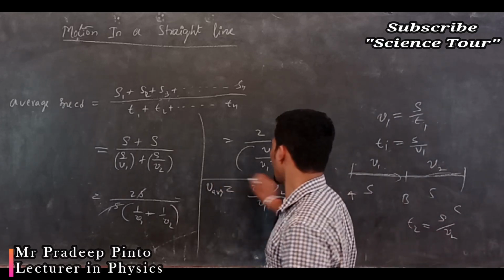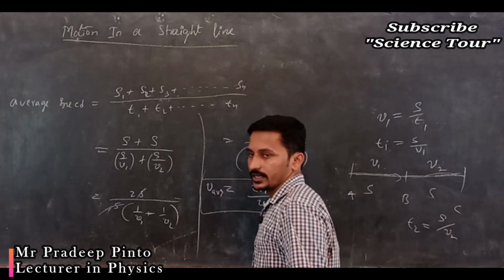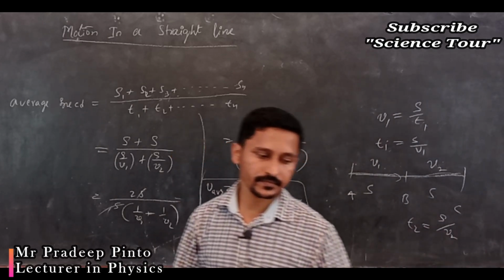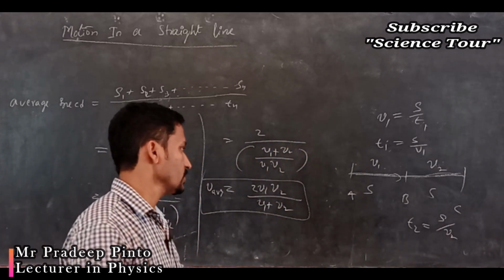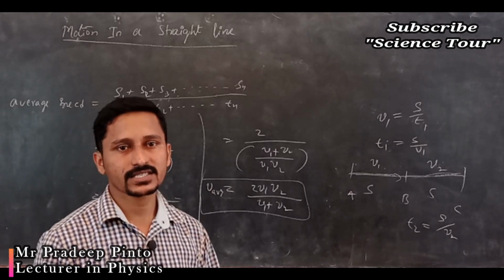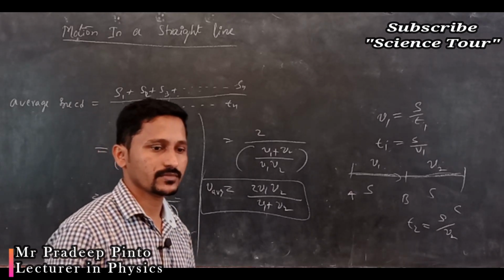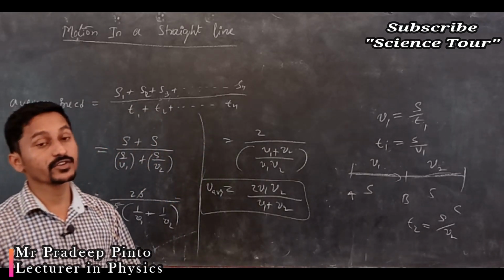This formula you have to use directly when they ask for average speed and when equal distances are travelled with different velocities, that is, equal distances travelled with different speeds.